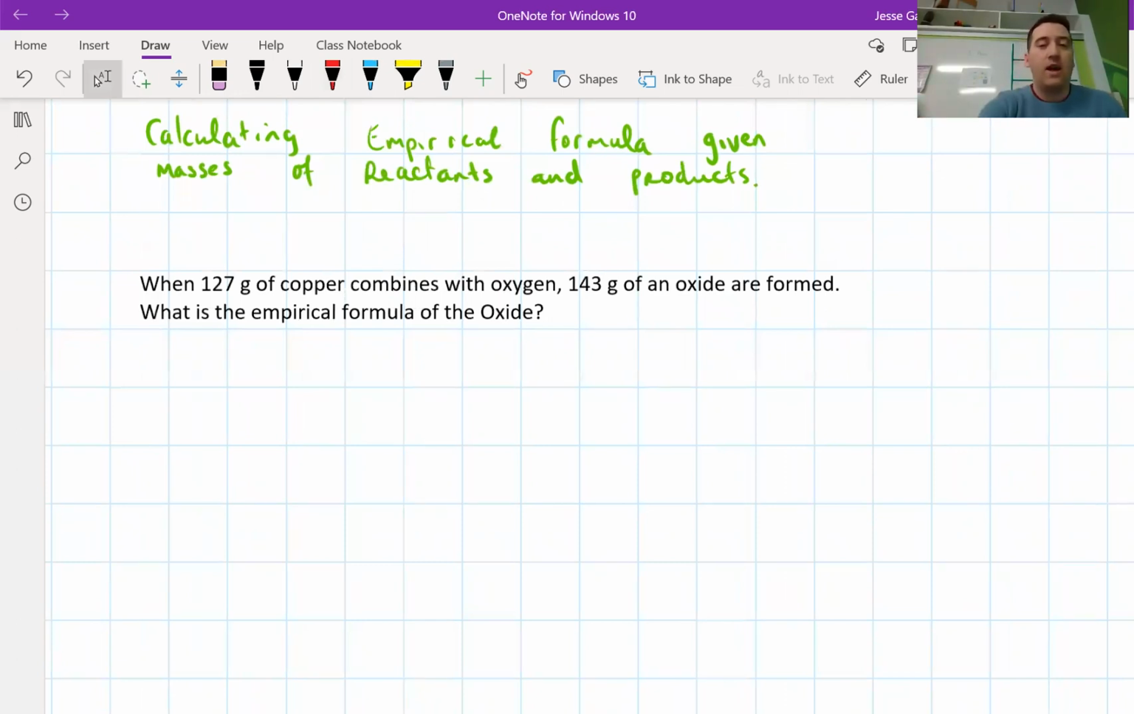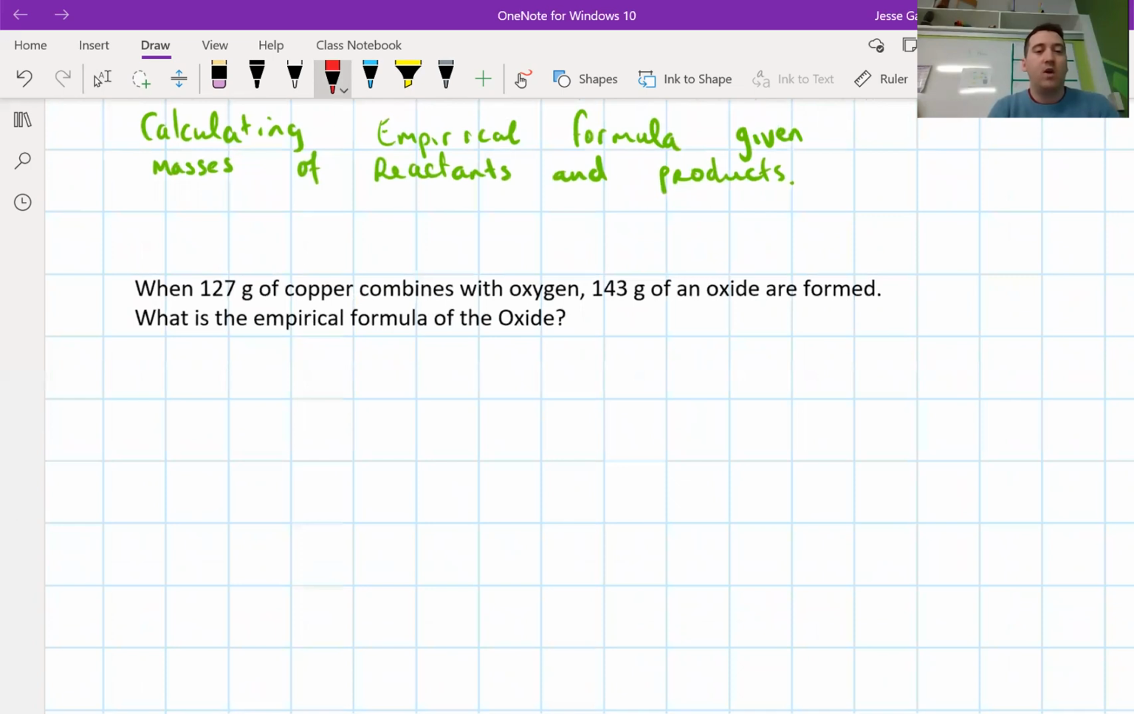Okay, let's take a look at the problem. What are we faced with? It says that when 127 grams of copper combines with oxygen, 143 grams of an oxide are formed. What is the empirical formula? So you see how this relates to the heading. We're given the masses of the reactants and the products, and we're asked to find the empirical formula. Okay, so don't start writing anything yet, just watch and I'll tell you when to stop and take it down.